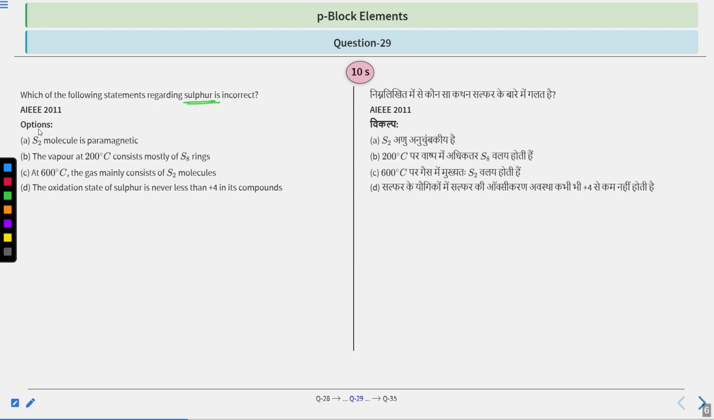Options are: S2 molecule is paramagnetic; the vapor at 200 degrees Celsius consists mostly of S8 rings; at 600 degrees Celsius, the gas mainly consists of S2 molecules; or the oxidation state of sulfur is never less than +4 in its compounds. So you have to select the incorrect statement. You have 10 seconds to solve this question. After that, we will see the answer.